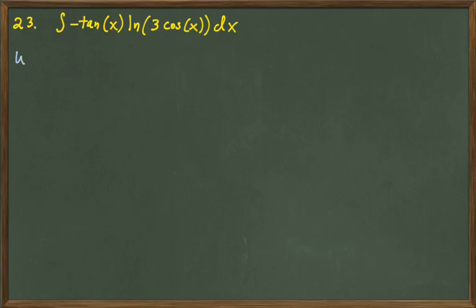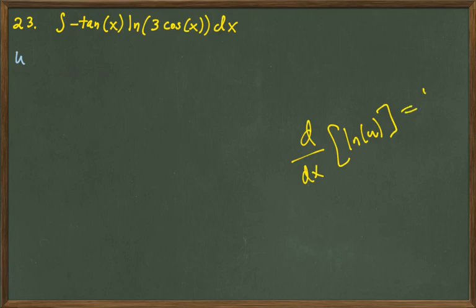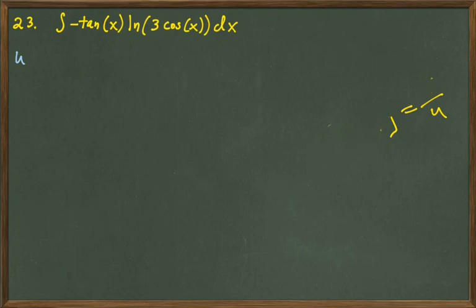And so if you know the derivative of the natural log of u, where u is a differentiable function of x, for instance, 3 cosine of x is a differentiable function of x, that is u prime over u. So I'm going to go ahead and look at that, and this is going to work out pretty nicely. So we're going to let u be the natural log of 3 cosine x. We haven't taken the differential yet.